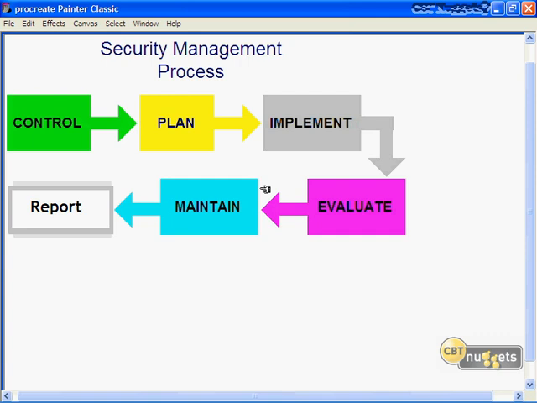And then finally, one of the most important things is the reporting aspect. Documenting all reportable events, security logs, audit logs, results of audits, reviews, and internal assessments, as well as warnings, identifications of new threats, and specific reports for specific security incidences. You need to memorize this security management process: control, plan, implement, evaluate, maintain, and report or document.